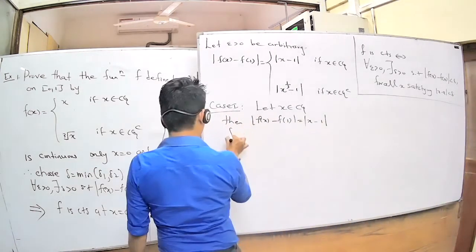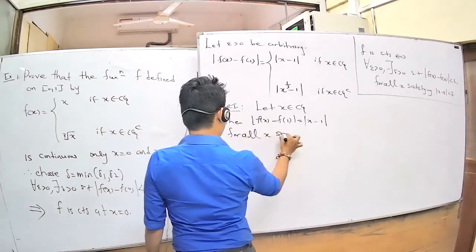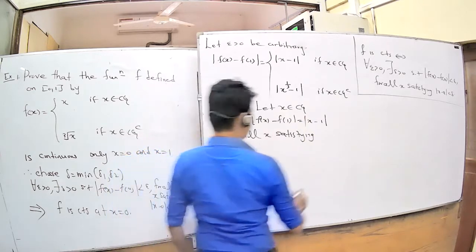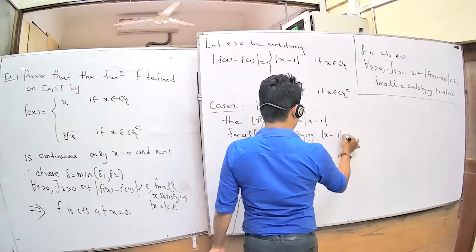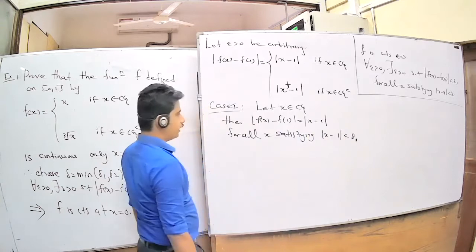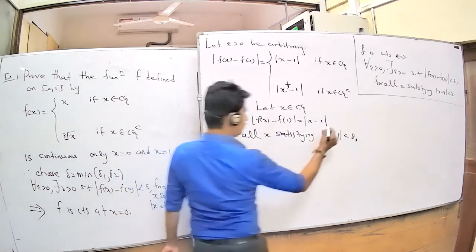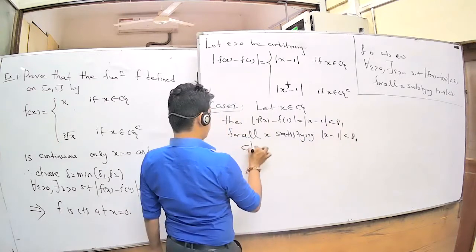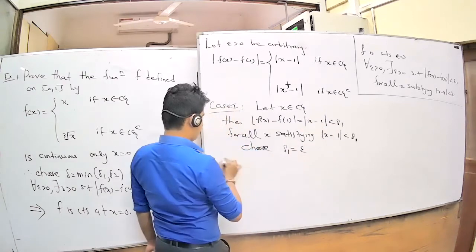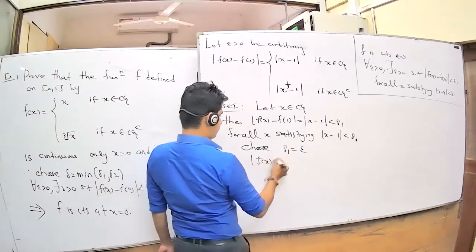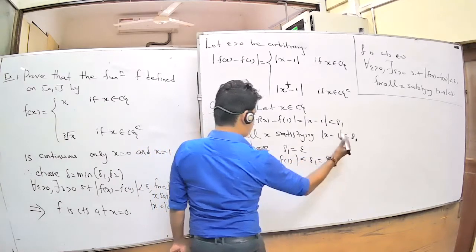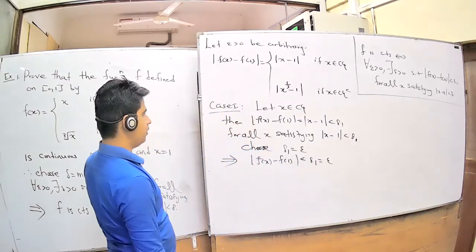Since for all x satisfying modulus of x minus a, which is 1 now, less than delta 1. First case you choose delta 1 because there are some cases we want to check. Therefore, suppose this is less than delta 1. Now you want to show that this is less than epsilon. Therefore you choose delta 1 equal to epsilon. Then you will get modulus of f of x minus f of 1 less than delta 1, which equals epsilon. That means less than epsilon, right?